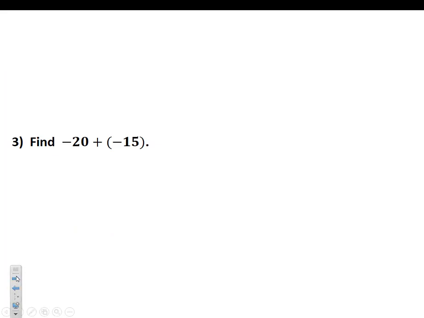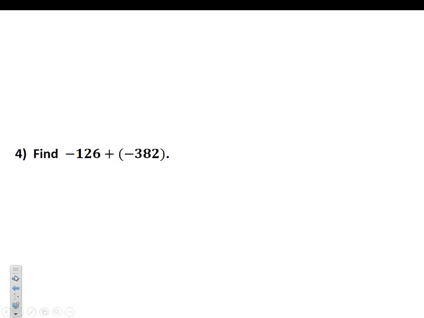Negative 20 plus negative 15. My operation is adding. My signs are the same. Same signs, add and keep. 20 plus 15 is 35. The signs are negative. The answer is negative 35. Bingo. I'm done. Copy it down. Next one.